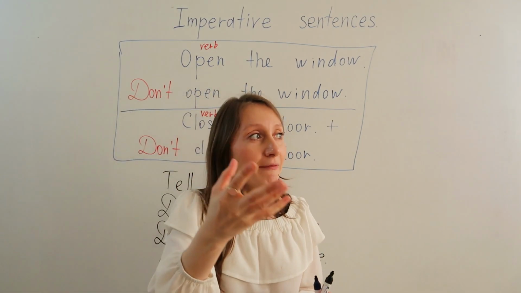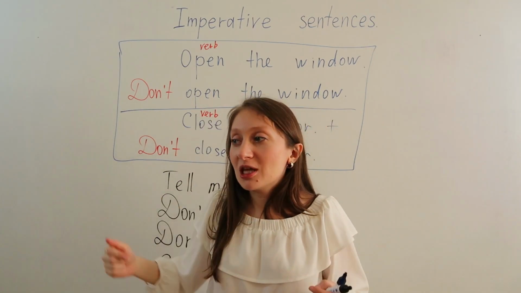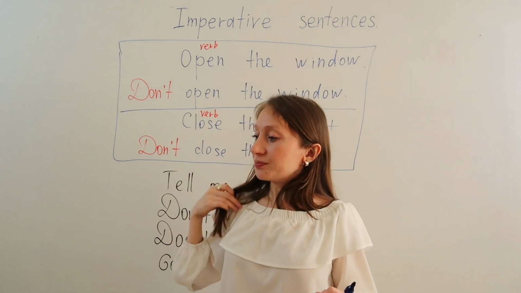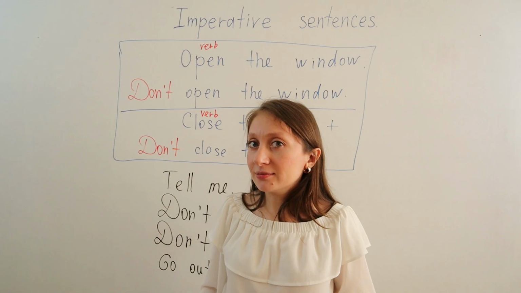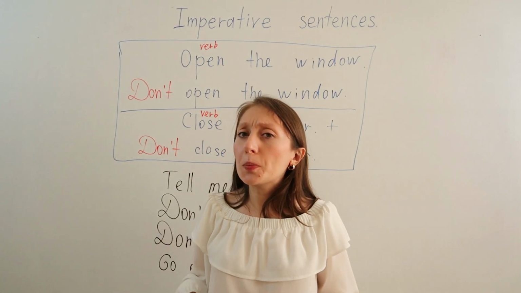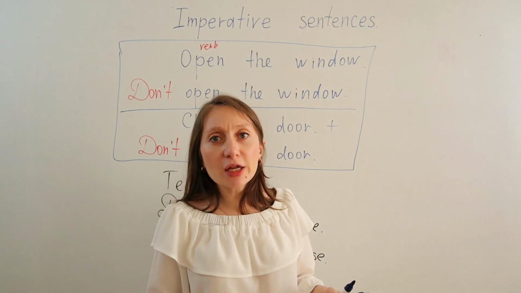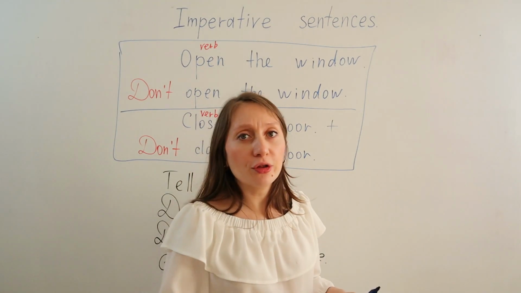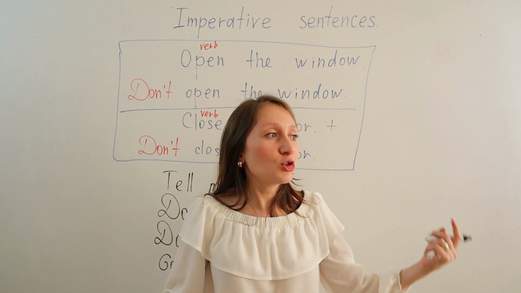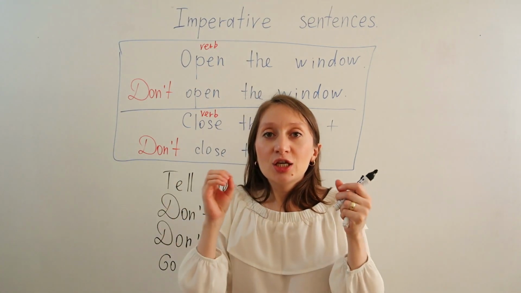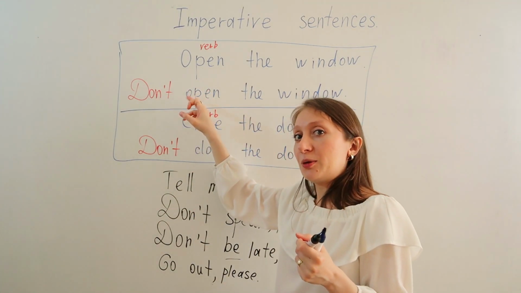So now, stop the video and try to make your examples. For example, you have a brother or little sister. You can use them and you say, for example, I don't know, John, bring me some tea. Or close the door please. Or turn on the radio. Don't turn on the radio. Practice it with your brothers, sisters, friends. Right? Verb or don't and the verb.